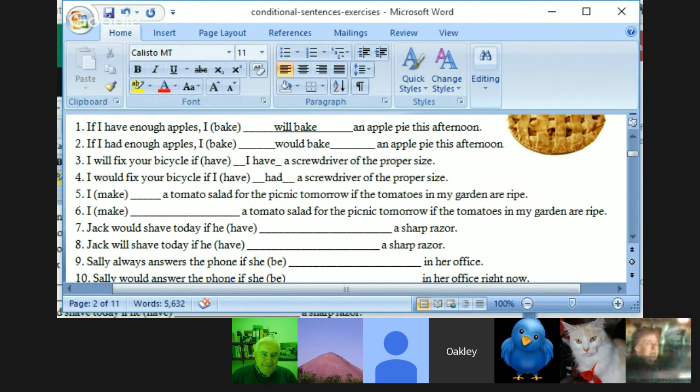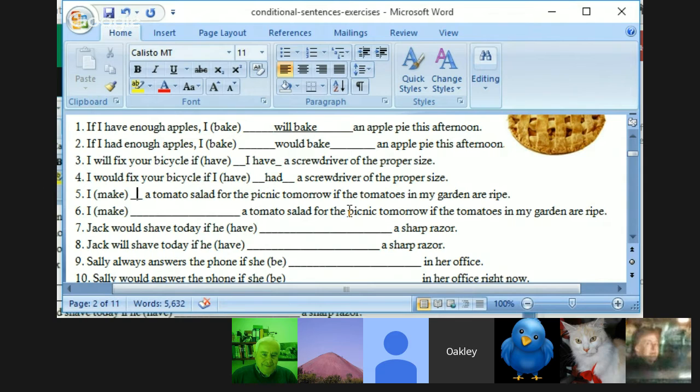Ken, can you try number 5? I would make a tomato salad for the picnic tomorrow if the tomatoes in my garden were ripe. We're right. Were ripe. Okay. If the tomatoes in my garden are ripe.